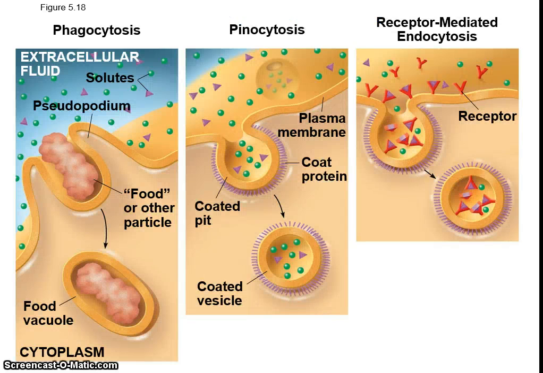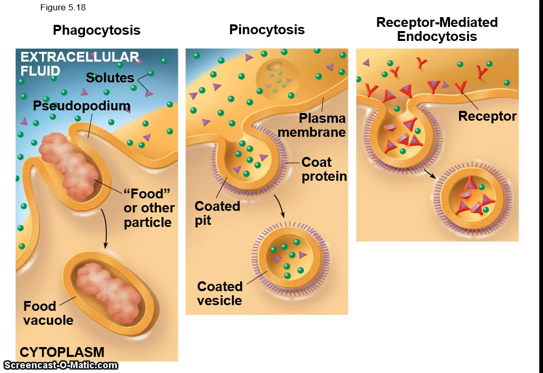Here's phagocytosis, very clear here, big thing. Here, pinocytosis, a bunch of little things. And this is receptor-mediated endocytosis. This could be cholesterol, for example. The cholesterol has to bind to receptors, and that stimulates the cell then to take it in.